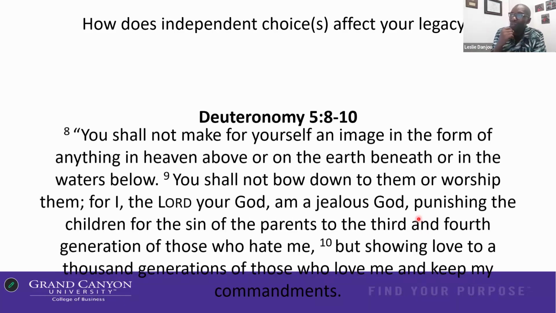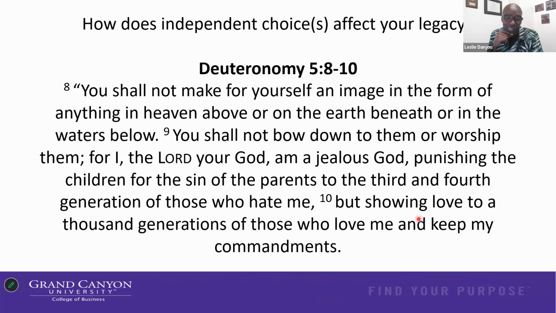We're coming from Deuteronomy 5:8 through 10. It says this: You shall not make for yourself an image in the form of anything in heaven above, or on the earth beneath, or in the waters below. You shall not bow down to them or worship them. For I, the Lord your God, am a jealous God, punishing the children for the sins of the parents to the third and fourth generation of those who hate me, but showing love to a thousand generations of those who love me and keep my commandments.